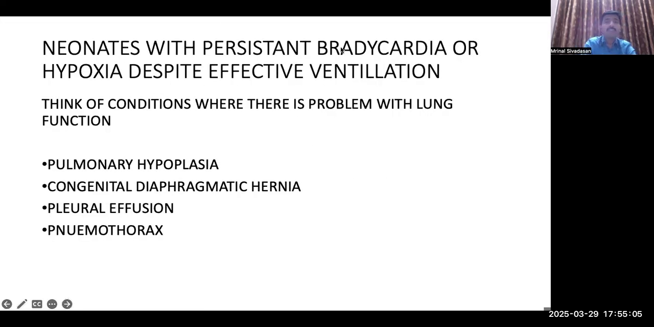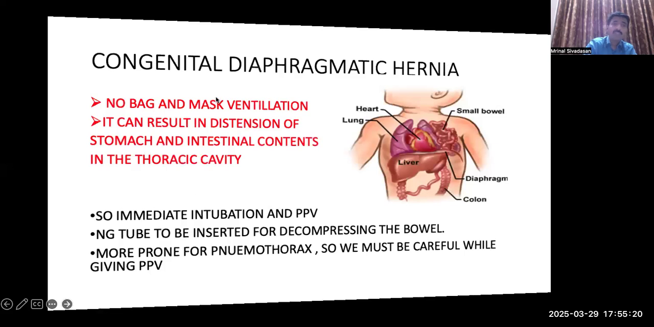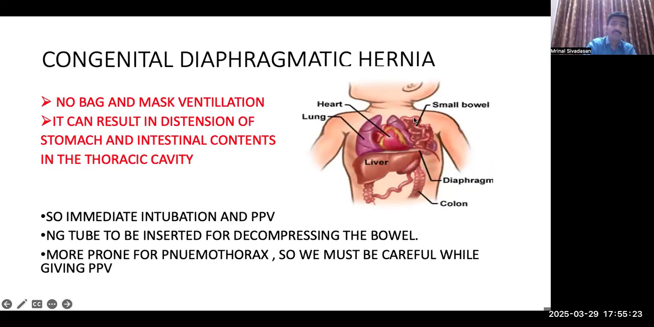And in a neonate with persistent bradycardia and or hypoxia despite effective ventilation, think of conditions where there is a problem with lung function, like pulmonary hypoplasia, congenital diaphragmatic hernia, pleural effusion, or pneumothorax. Now, what is congenital diaphragmatic hernia? The herniation of intestine into the thorax. So, no bag and mask should be given because it can result in distension of the stomach and intestinal contents, and that can compromise ventilation. So, immediately intubate and give positive pressure ventilation.